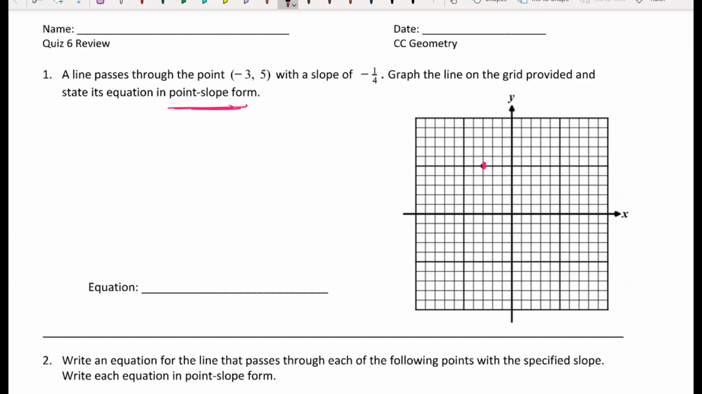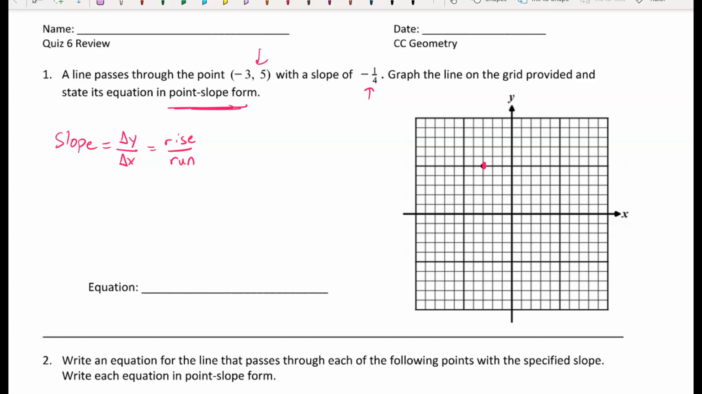So I'll worry about that point slope in a second. I'm going to start by graphing it. So they want me to start at this point and apply a slope of -1/4. So remember that slope, graphically, we could think about as our change in y values or our change in x values, or rise over run. So how far you went up or down over how far you went right or left.